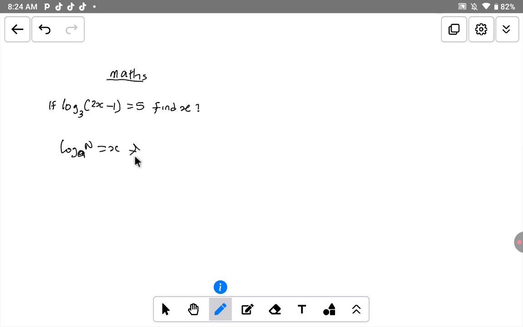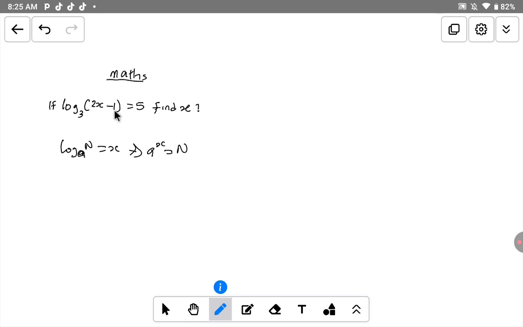So the statement becomes a raised to the power of s is equal to n. Now, if you compare it to what we have here, you can see that 3 is the base, raised to the power of 5, and the answer given is 2s minus 1.